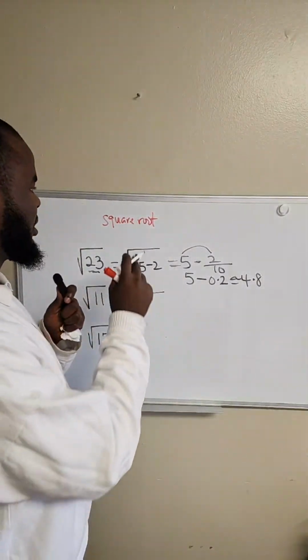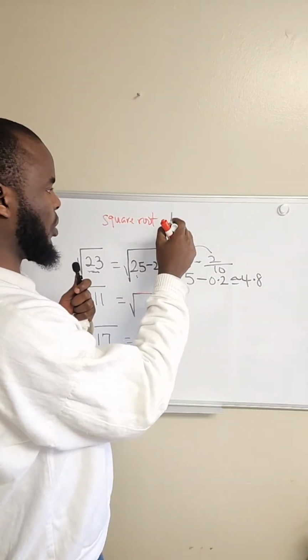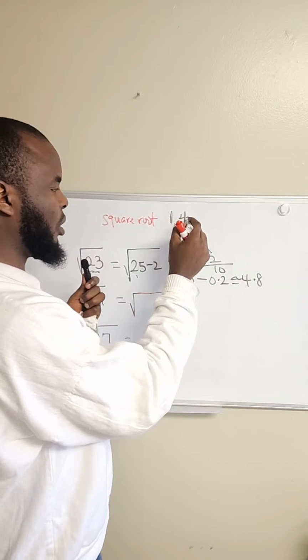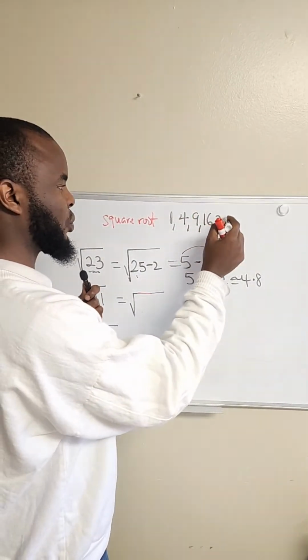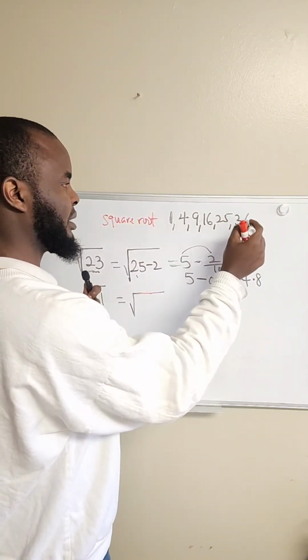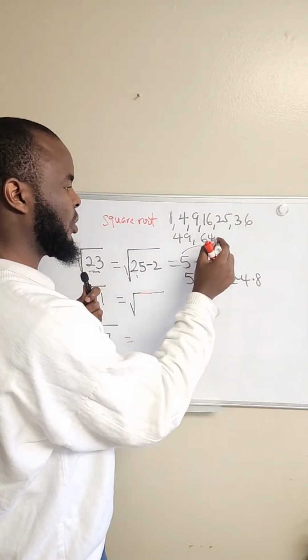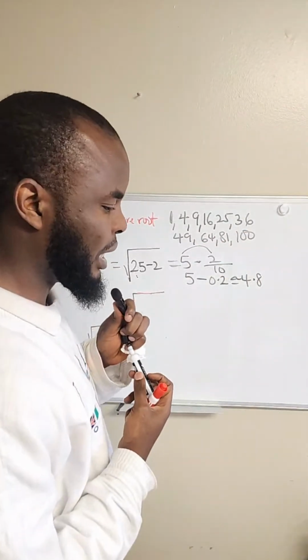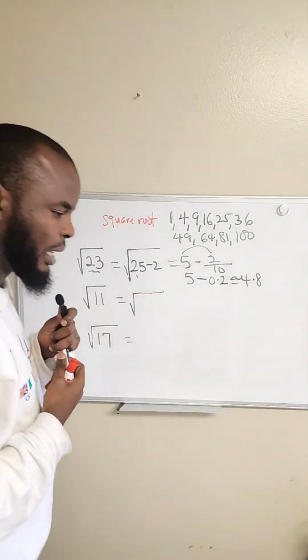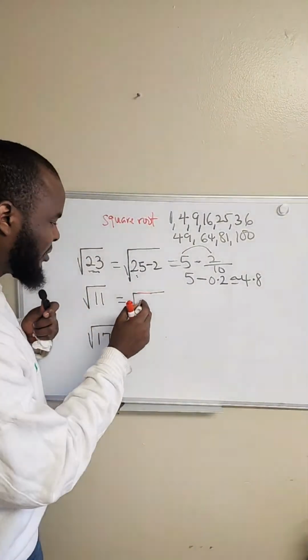Okay, let me write the perfect squares at the top. These are the perfect squares. You start with 1, we have 4, 9, 16, 25, 36, 49, 64, 81, and 100. Yes, thank you, Deborah. 9. And Sam Reed also said 9. Thank you. Yes, so we have 9.